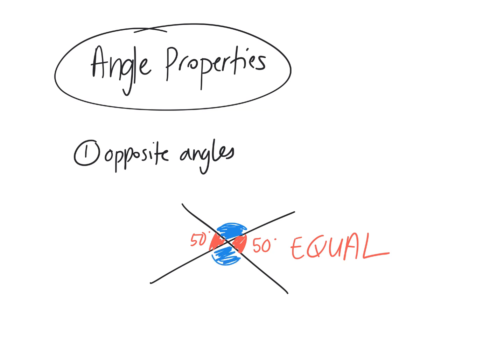Does that mean that red and blue are equal? No. Red and red are equal. Blue and blue are equal. Only if they're opposite to each other. So angle A is equal to angle C. Angle B is equal to angle D.